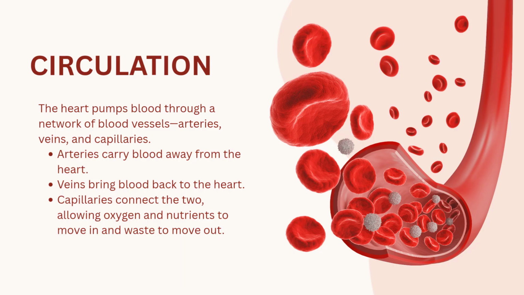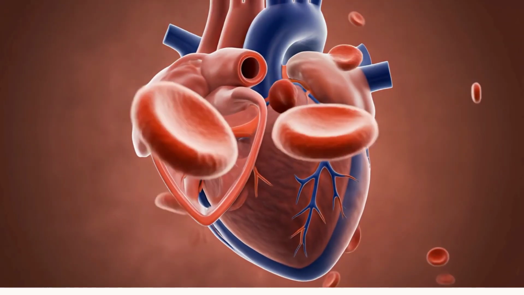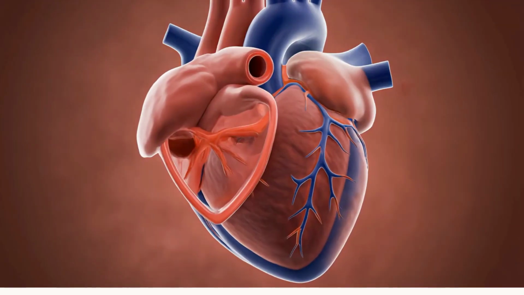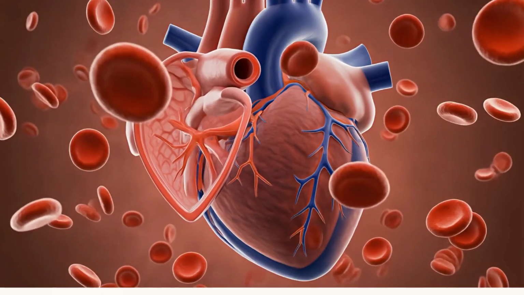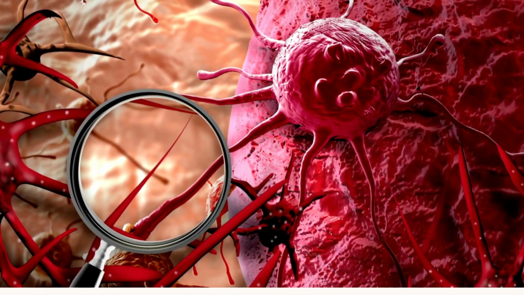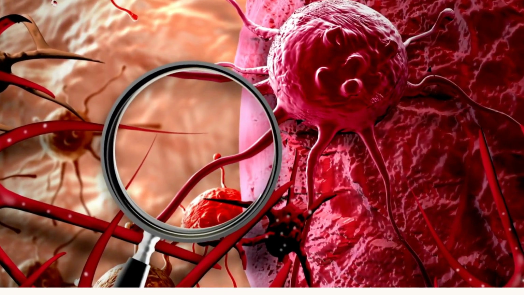Blood circulation is the continuous movement of blood through the body's blood vessels, driven by the heart's pumping action to deliver oxygen, nutrients, and hormones while removing waste products like carbon dioxide. This process involves two main circuits: the pulmonary circulation, which carries deoxygenated blood to the lungs to get oxygenated, and the systemic circulation, which pumps the oxygen-rich blood from the heart to the rest of the body.